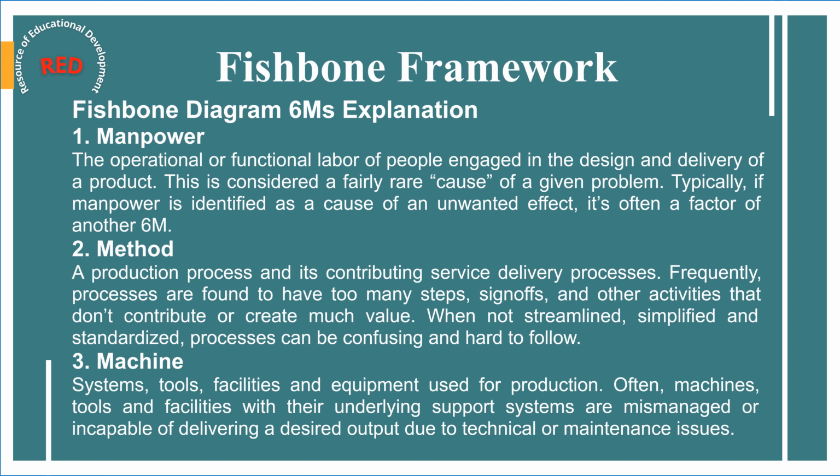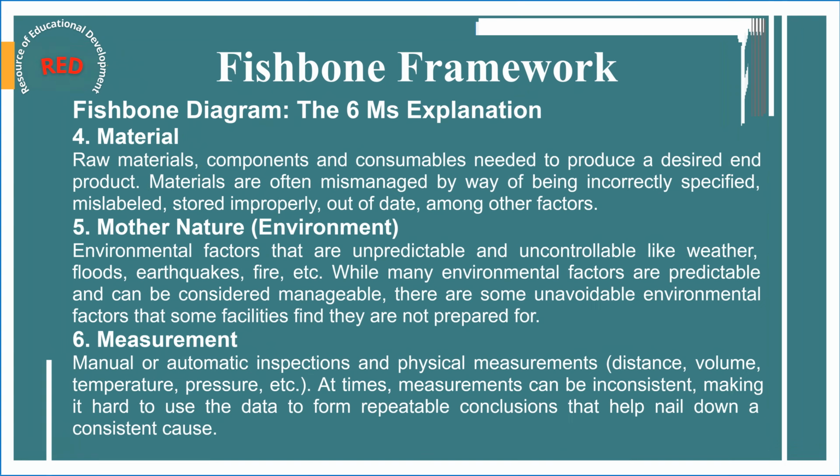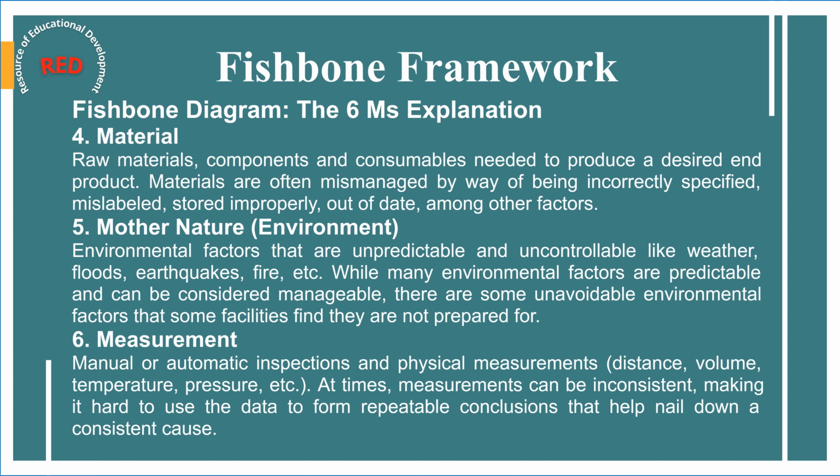Some examples of causes in this category are preventative maintenance schedule not followed, broken or missing parts on the machine, and machine doesn't have correct tool head for fixing. Point 4. Material. Raw materials, components, and consumables needed to produce a desired end product. Materials are often mismanaged by way of being incorrectly specified, mislabeled, stored improperly, out of date, among other factors. This category captures the materials involved in a given process.